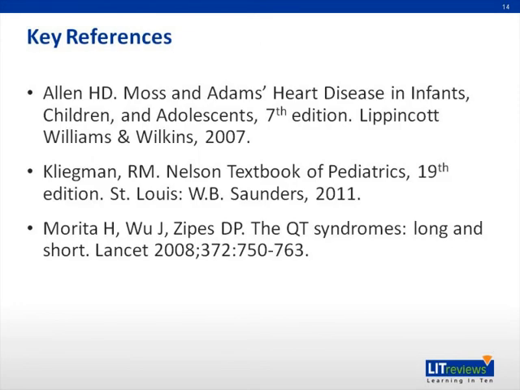These are references to 2 book chapters and a great review article in The Lancet, where most of the figures originated.